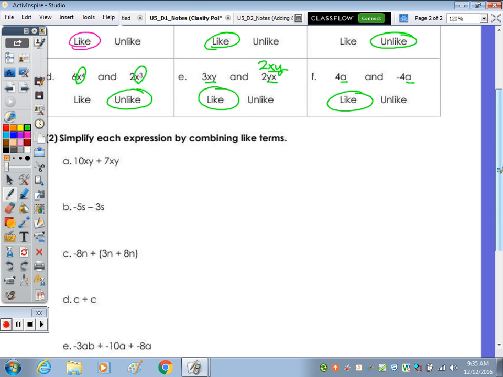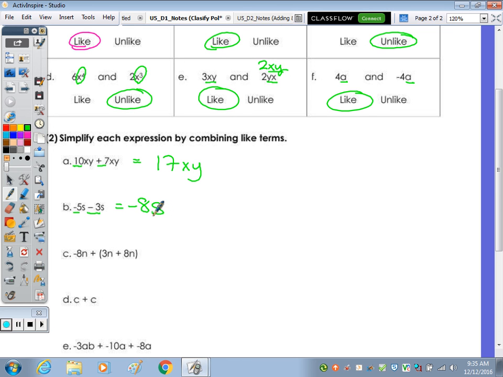So in a, we have 10xy and 7xy. We're only combining the coefficients out front. The xy stays the same. So 10 plus 7 is 17, and we leave the xy. Same below, we have a negative 5 minus 3, which would be a negative 8. The s stays the same.